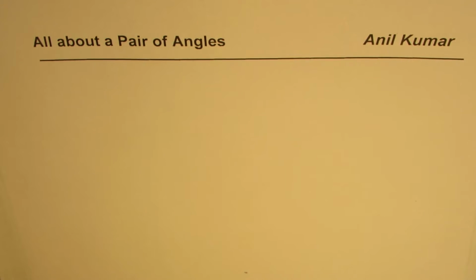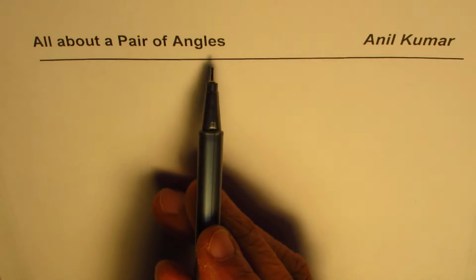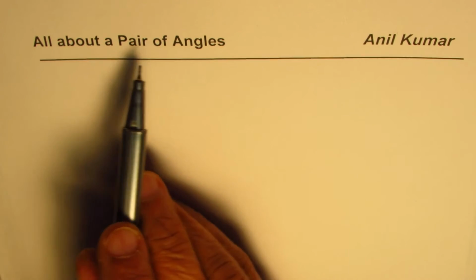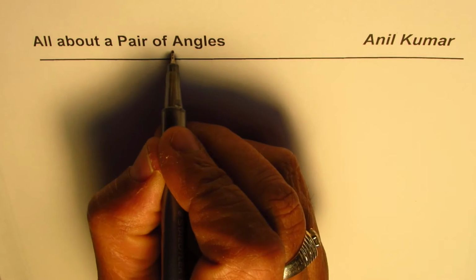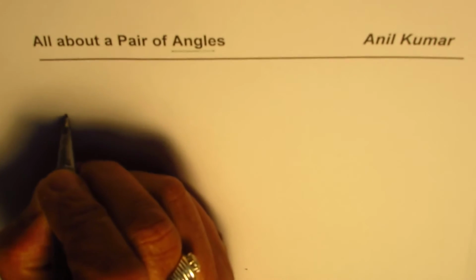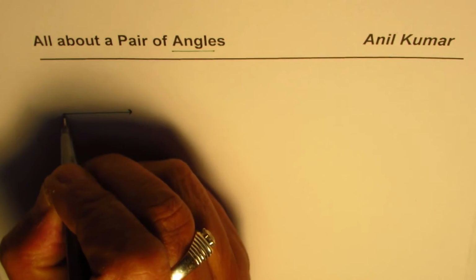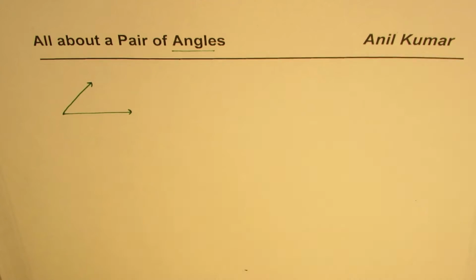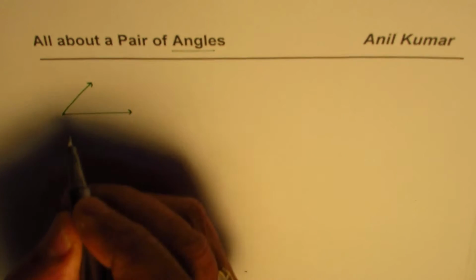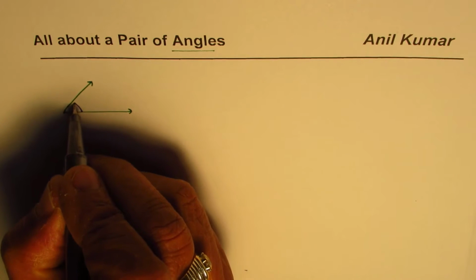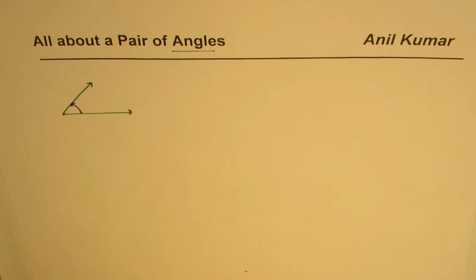I'm Anil Kumar, and in this video, we'll try to understand what are pair of angles. Now, to begin with, let's understand what is an angle. That's the first thing. So normally, if I sketch something like this, we say that between these two lines, that is the angle, right? That is the angle. Now, how to describe it?